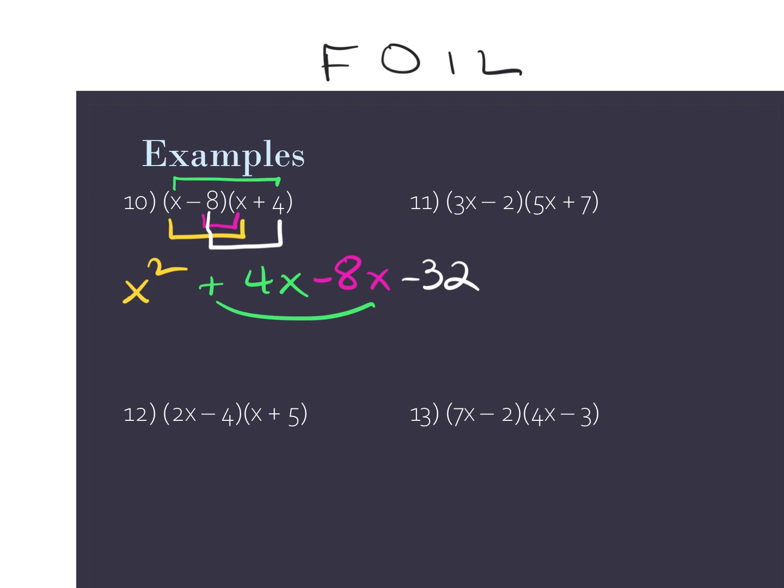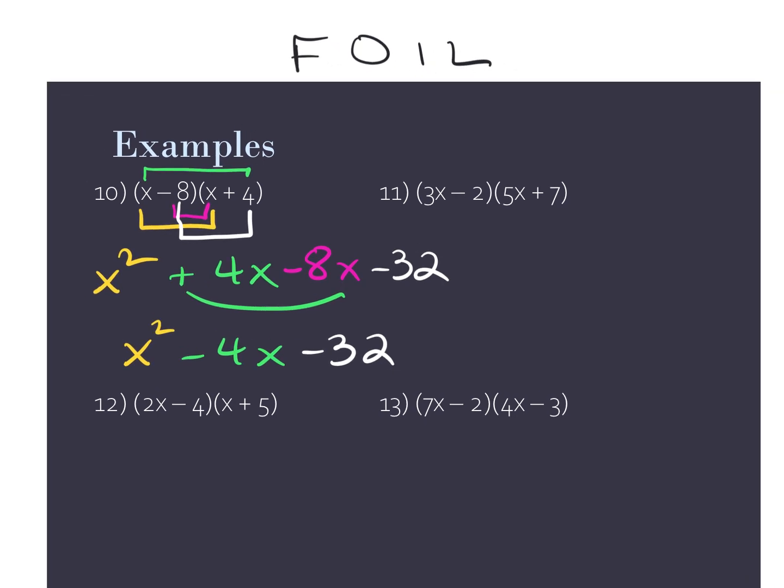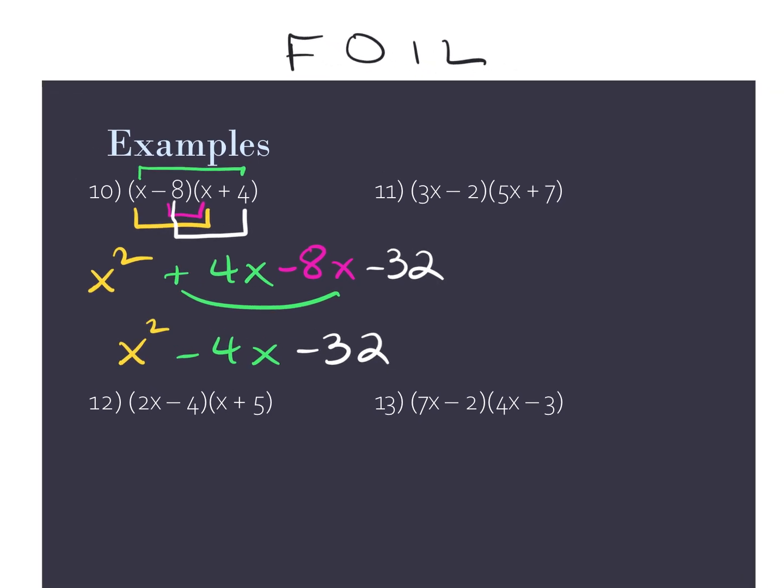So this final answer, once I combine those two middle terms, I get negative 4x, and then I still have the minus 32. And that's your final answer in standard form. We're going to do exactly the same thing on number 11. I'm going to do the two first terms. 3x times 5x gives me 15x squared.